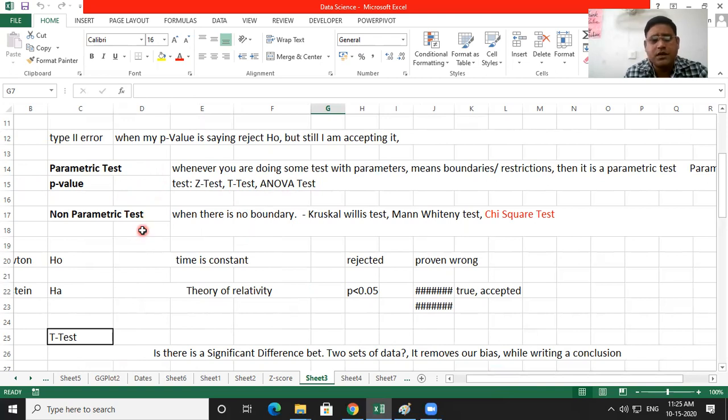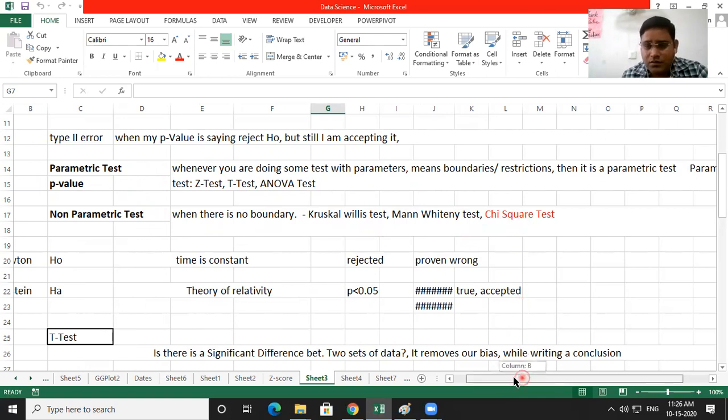There are some other tests which are non-parametric, where we don't use the p-value, meaning there is no boundary. What are the examples? The examples are the Kruskal-Wallis test, the Mann-Whitney test, and the chi-square test. But all over the globe, 95% of the time we use the chi-square test. So our focus will be on the chi-square test only in non-parametric tests.